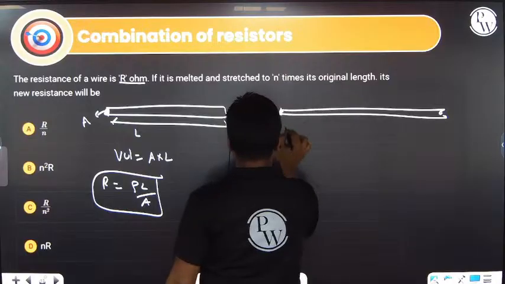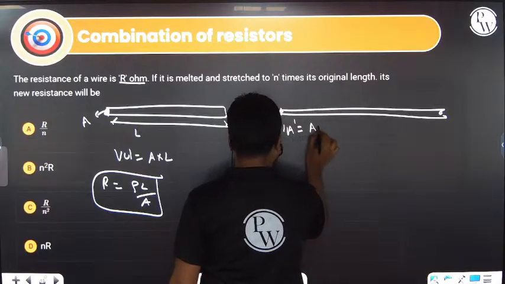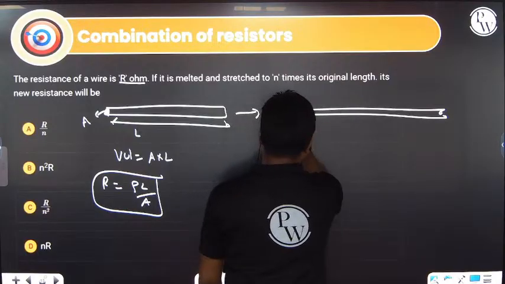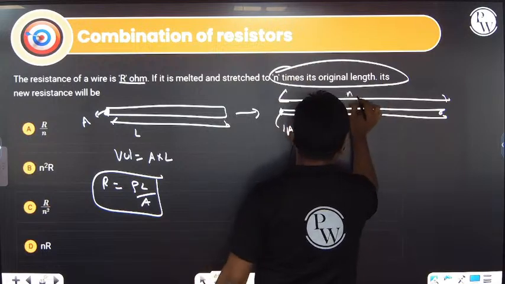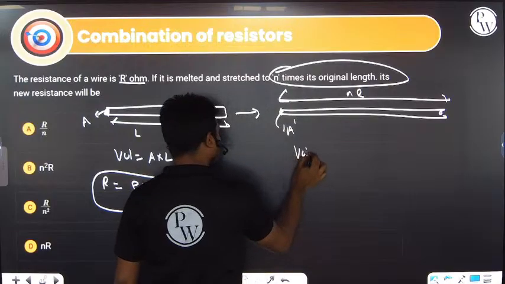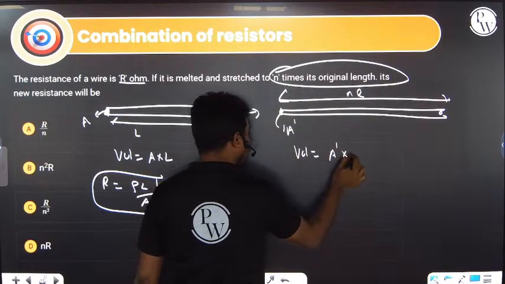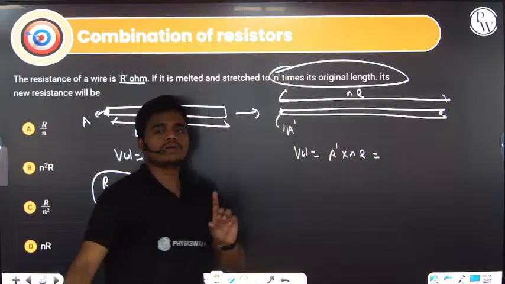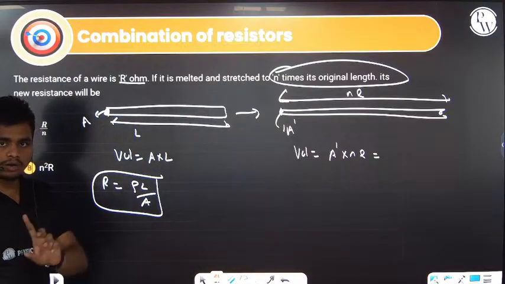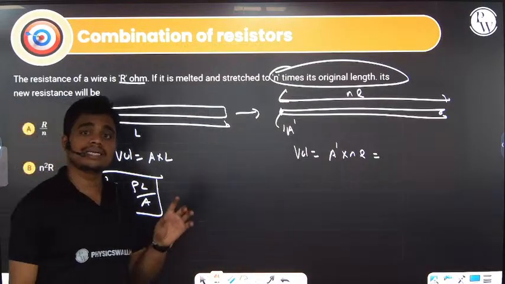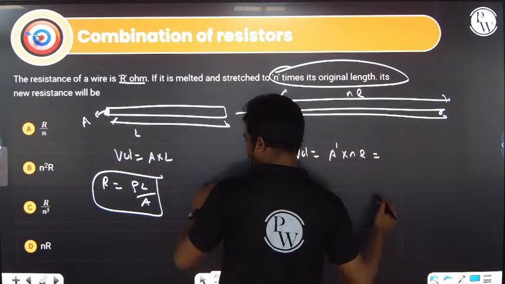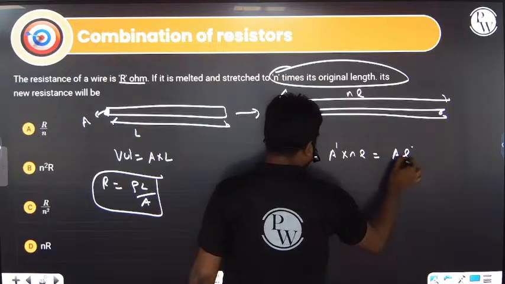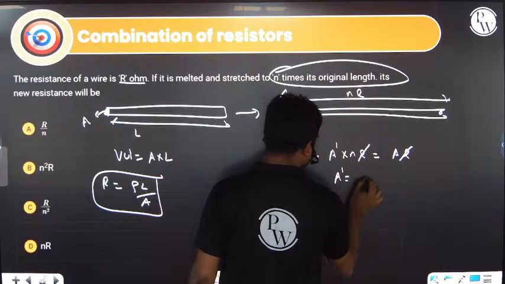So when the area decreases, what is the area now? Let's say the area is A dash, and the length is N times the original length. What is the length now? N multiplied by L. So what is the volume? Area into N into L. See, volume will not change on melting. Volume of the material will be the same. So A dash into N into L equals A into L. L and L cancel. What is A dash? We are getting A by N.